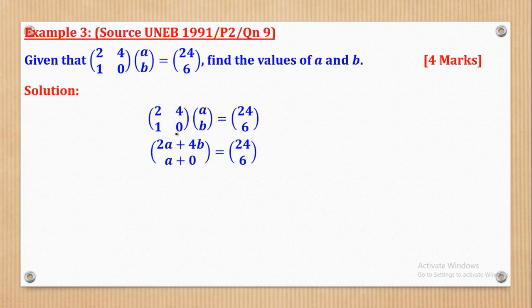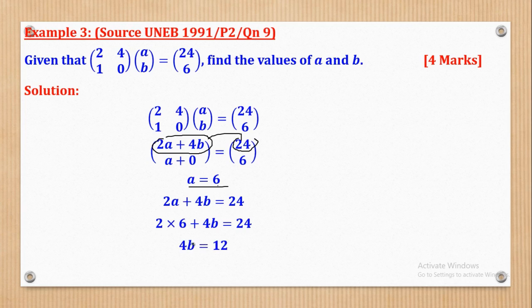Now that I've got a column matrix on each side, I use the knowledge of equality, whereby A plus 0 is equal to 6. Therefore my A is equal to 6. After that, I use the first row: 2A plus 4B is equal to 24. I know A is 6, so I substitute for A.